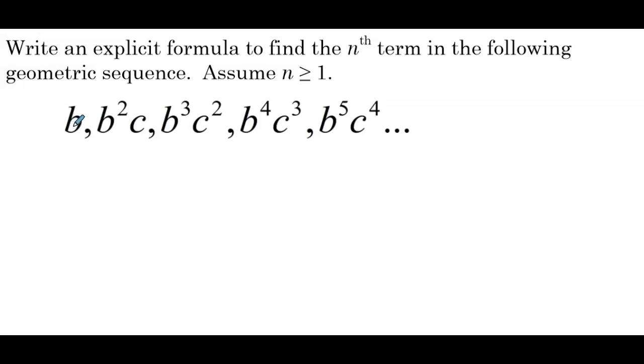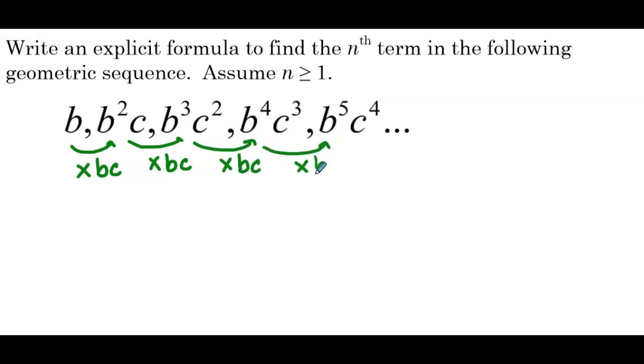So we start with b, and then the next term is b squared c. Okay, so we can multiply by bc to get from b to b squared c. Remember, we add exponents when we multiply the same variable together. To go from b squared c to b cubed c squared, we can multiply by bc again, right? B squared times b, 2 plus 1, would be b cubed. C times c, 1 plus 1 is c squared. Continuing on, if we multiply by bc again, we would get b to the 4th c cubed. Multiply by bc again, we would get b to the 5th c to the 4th.